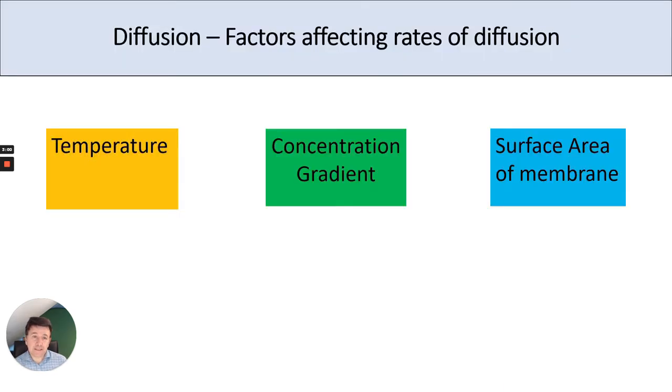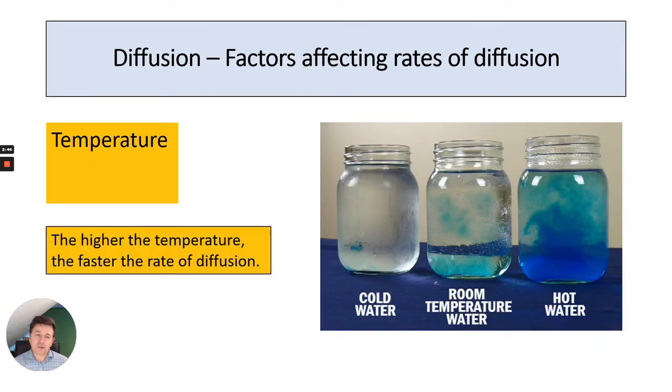Diffusion is affected by different factors, so different factors affect the speed of diffusion. Things like temperature, concentration gradient and surface area of membrane. This will be quite important when we talk about gas exchange in a bit. So first of all, temperature. The higher the temperature, the faster the rate of diffusion. As you can see in this picture, in hot water this blue ink spreads more quickly from a higher to a lower concentration until an equilibrium is reached.